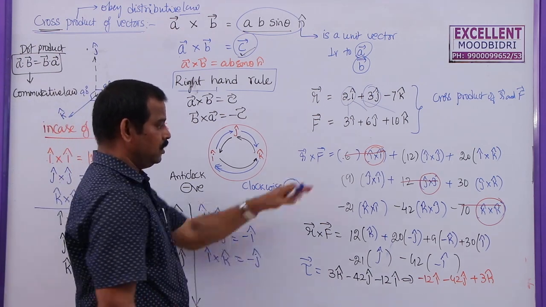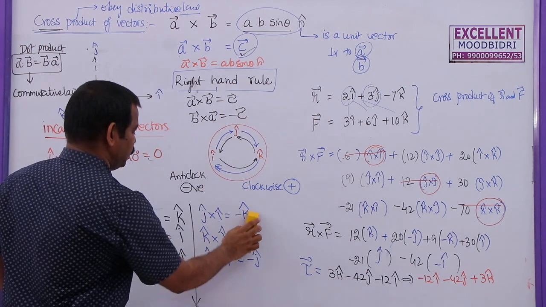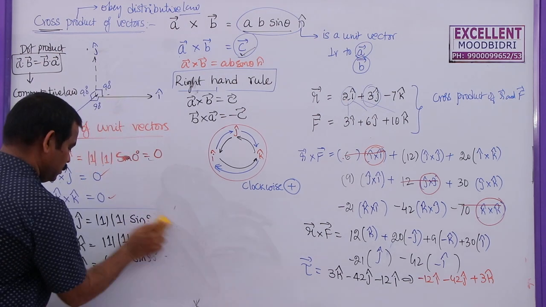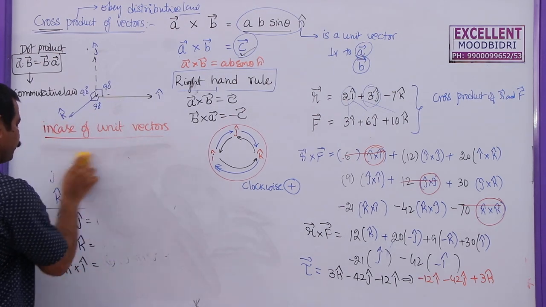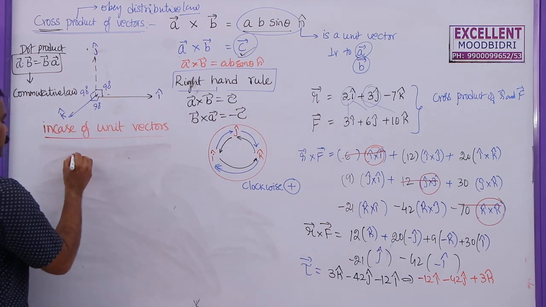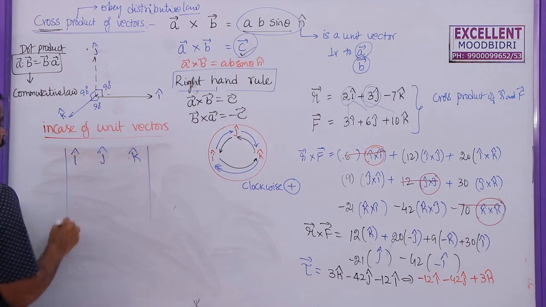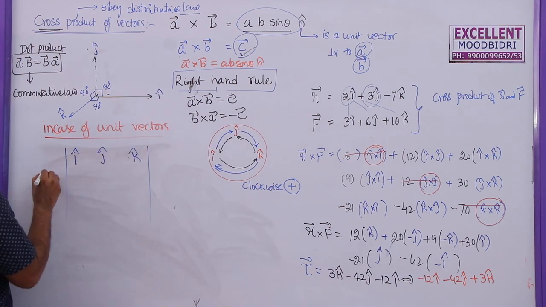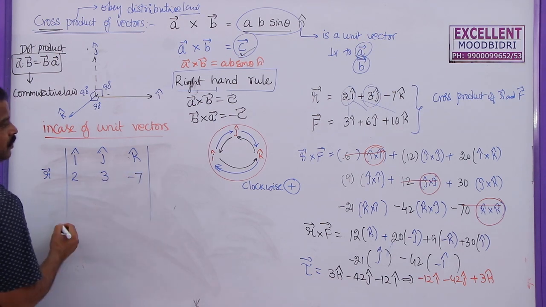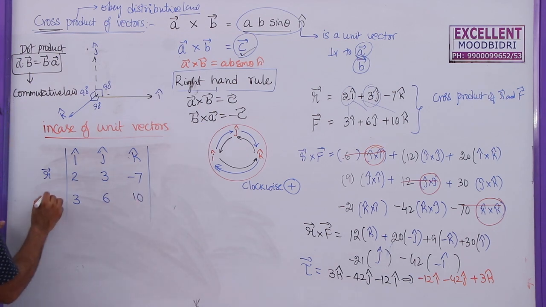But you see students, this is a very lengthy process. Now I am going to solve this problem in an easier method by taking the help of determinants. Here I am going to write the first vector i cap, j cap, k cap. And what is the first vector? r bar. r bar is only the coefficients 2, 3, minus 7, and 3, 6, plus 10. So this is f bar.